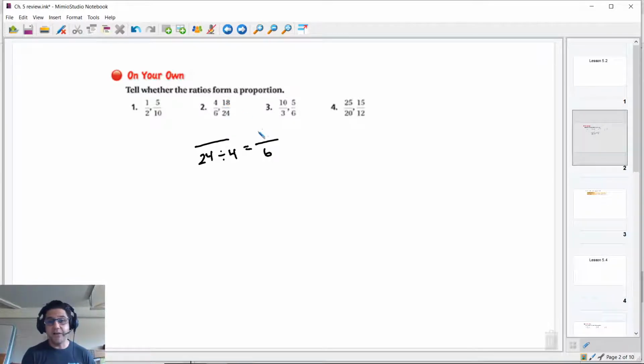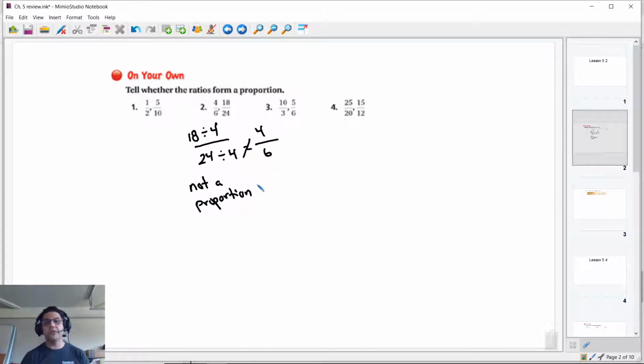And I'm hoping to get a 4 here at the numerator, because again, that's what the other fraction is. Now, if I divide by 4 at my denominator, I have to divide by 4 with my numerator. Now, 18 divided by 4, does that give me 4? No, so this is not a proportion. Or you could say not proportional.